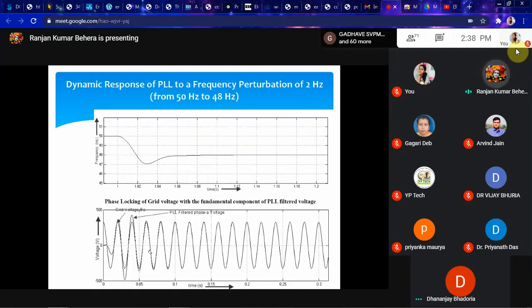And to test the PLL, phase lock loop, we deviated our frequency from 50 hertz to 48 hertz. So you can see that the PLL is tracking the input voltage within 1.5 cycles. So within 1.5 cycles, it synchronizes with your input waveform. This is what your PLL shows here.